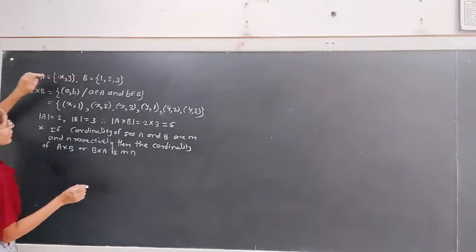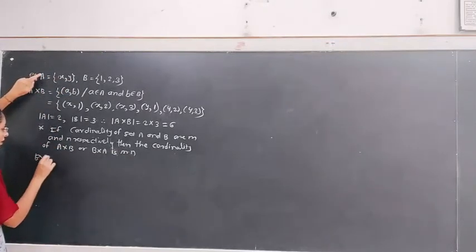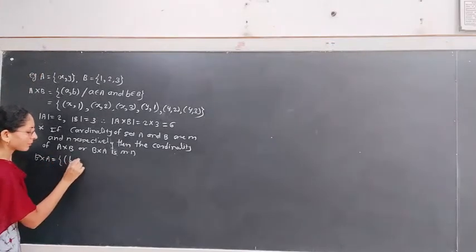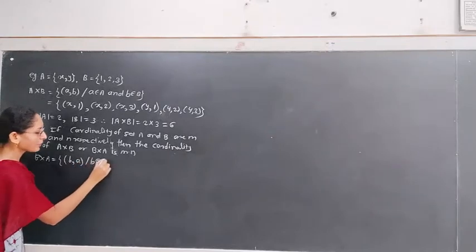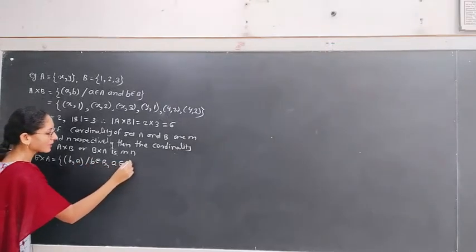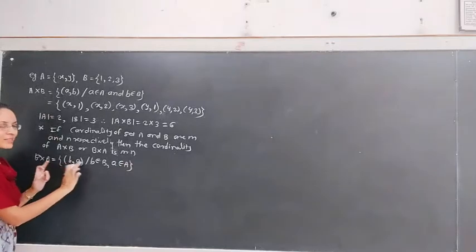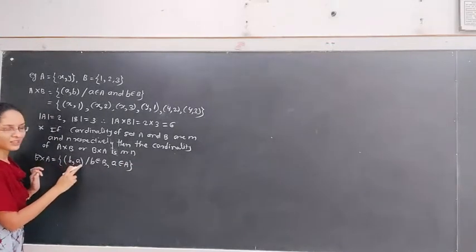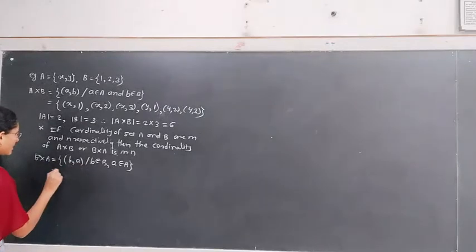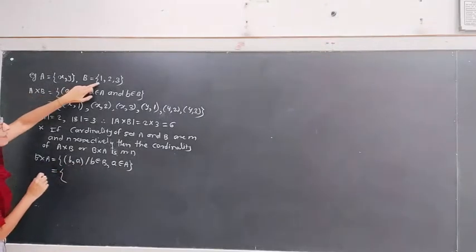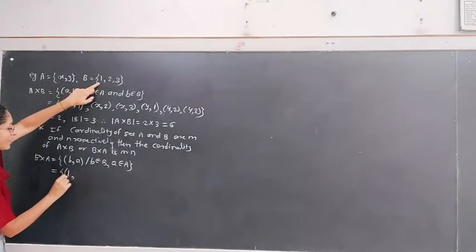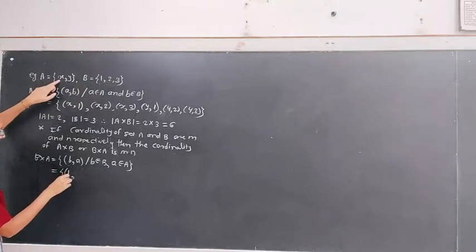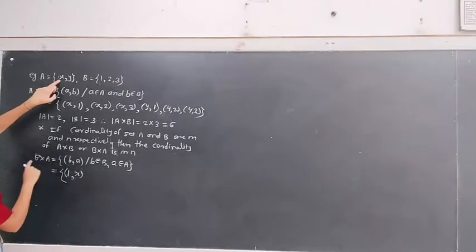If we find B cross A, then it will be the set of all ordered pairs in the form (b, a), where b belongs to set B and a belongs to set A. Now the order is reversed. First we take the element of the set B and next the element of the set A. Set B contains 3 elements. The first element is 1. We can take any one of these elements in this ordered pair. The ordered pair 1x belongs to B cross A.